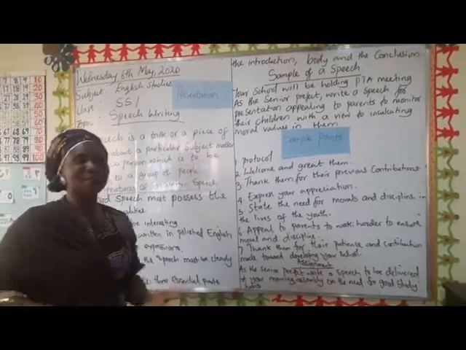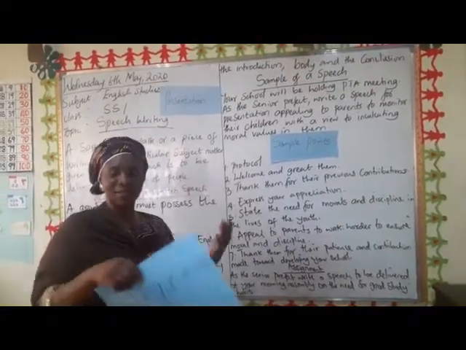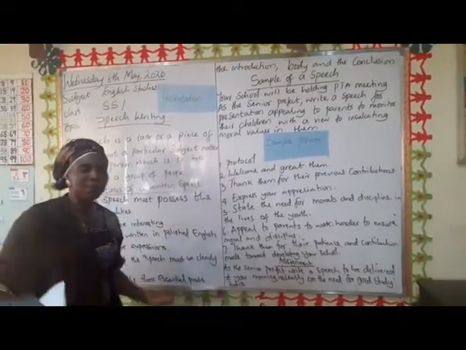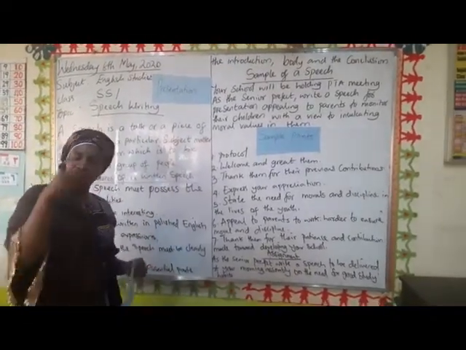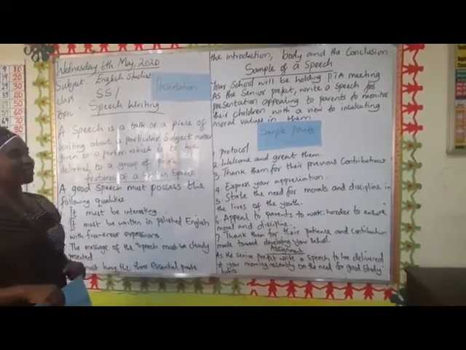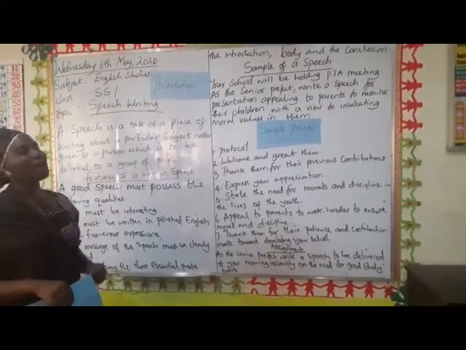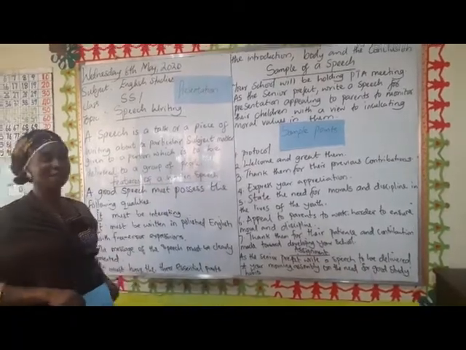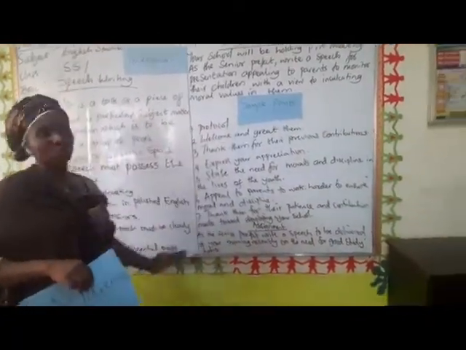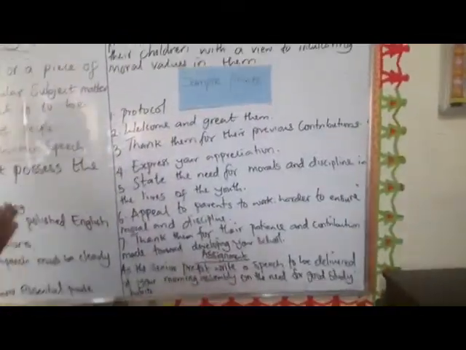We know what is happening around the world right now, that there's moral decadence in our society, and there is need for parents and everybody to do what? Be involved, so that there will be moral values in our society. And you have been given that task by your principal to come and deliver a speech. Now, these are the likely sample points you're expected to talk about if you are to deliver that speech.